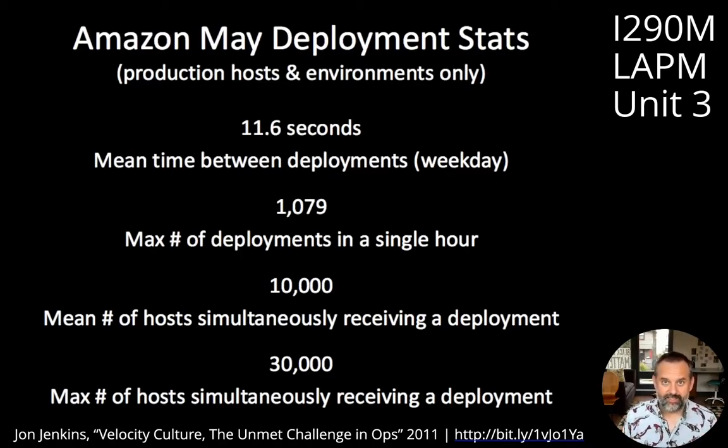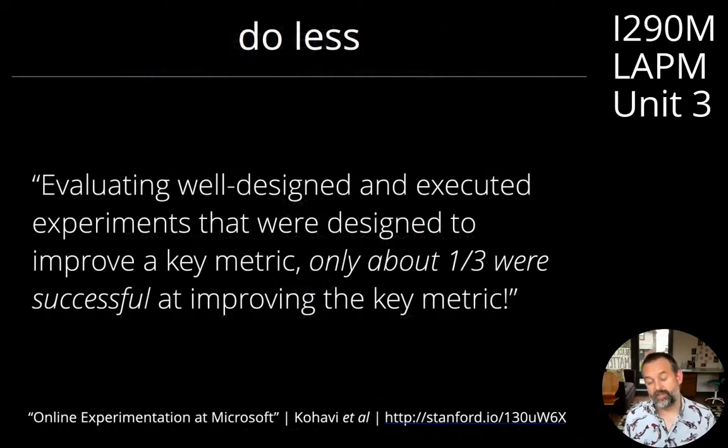Ronny Kohavi is a researcher who worked first at Amazon in charge of their experimentation platform and then at Microsoft. And he's gathered a ton of data from A/B tests and written papers on it, and a book that he co-authored has just come out this year in 2020. And his data says that looking at well-designed and executed experiments, so experiments for features people thought would be a good idea, only about 1/3 were successful in improving the key metric. Now that's a pretty terrifying number.